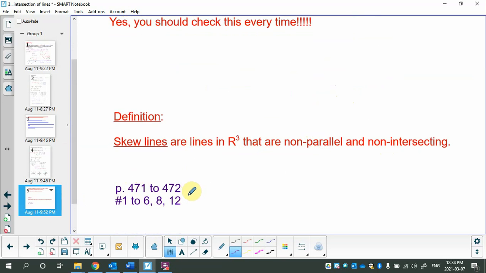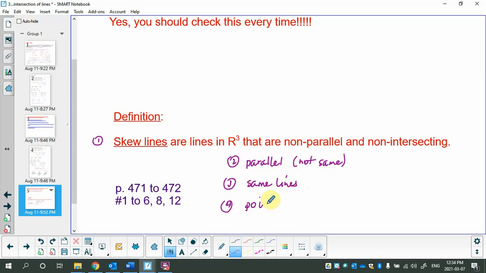So here is the work. You'll probably get the 4 different possibilities. You'll get skew lines, you'll get parallel, not the same lines, you'll get the same lines, and you'll get a point of intersection.